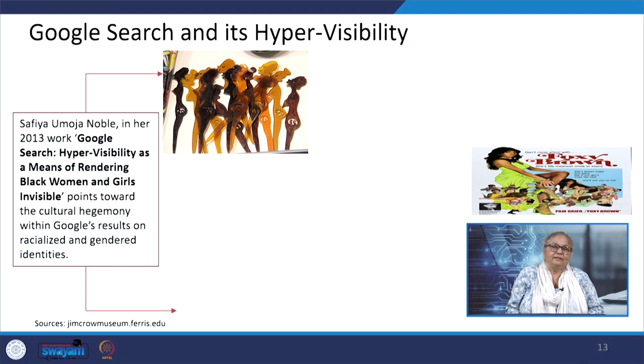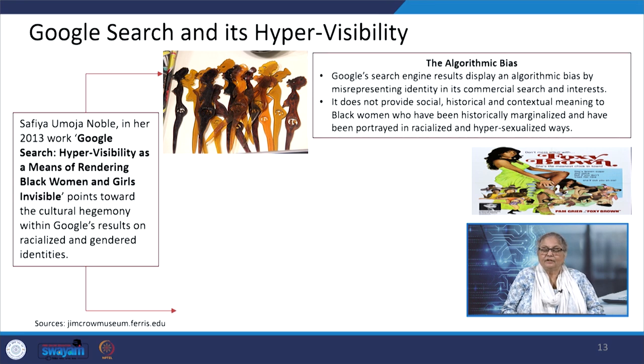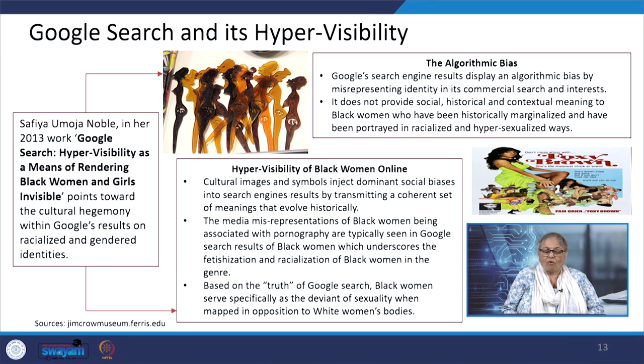Safiya Umoja Noble, in her 2013 work, Google Search, Hypervisibility as a Means of Rendering Black Women and Girls Invisible, points towards the cultural hegemony within Google's results on racialized and gendered identities. She has talked about the algorithm bias, also about the hypervisibility of black women online. Google search engine results display an algorithmic bias by misrepresenting identity in its commercial search and interests. It does not provide social, historical, and contextual meaning to black women who have been historically marginalized and have been portrayed in hypersexualized and racial ways.